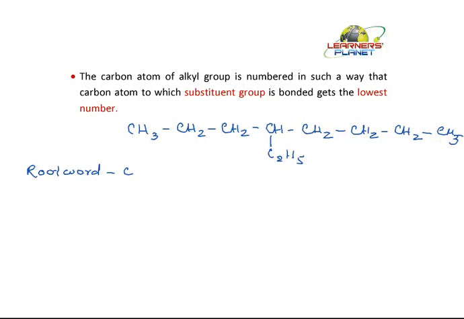What is the root word for 8 carbon atoms? It is oct. Now my next step would be to find out the primary suffix. So what type of bonds are present between the carbon atoms? They are the single bonds. So what would be my primary suffix?